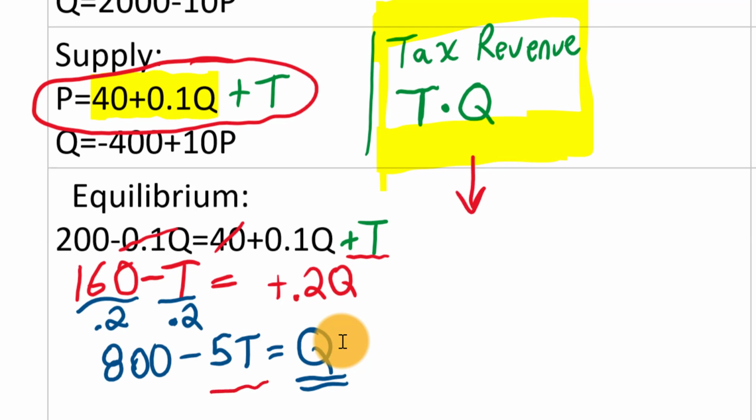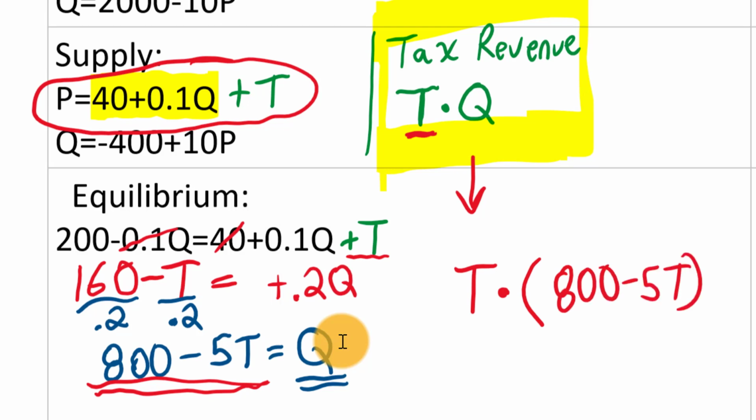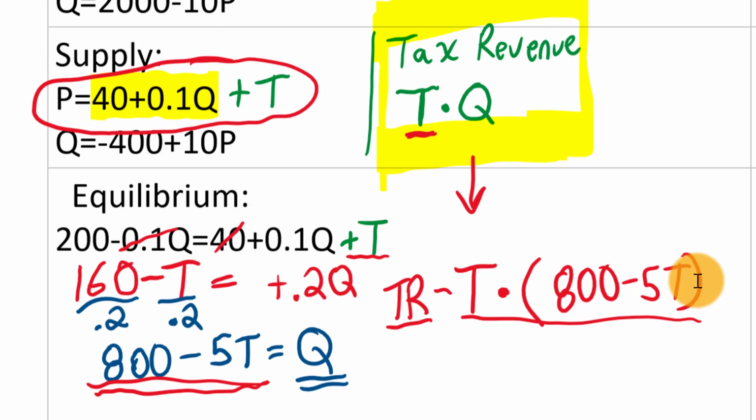Now that we have an expression for Q as a function of T, what we can do is say, well, tax revenue is T times this expression for Q. So T times 800 minus 5T. And that is tax revenue, T times Q. So let's call that TR, although TR usually sounds like it would be total revenue, but let's just say TR for tax revenue here, right?